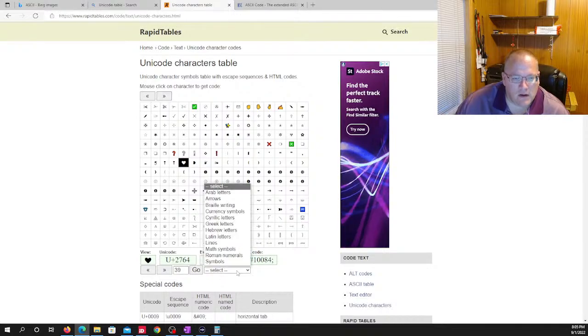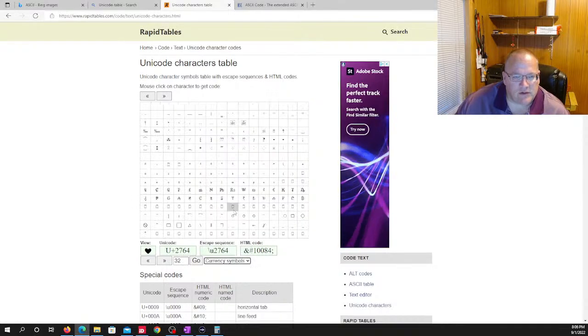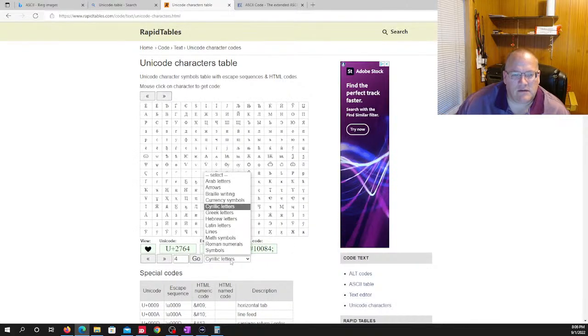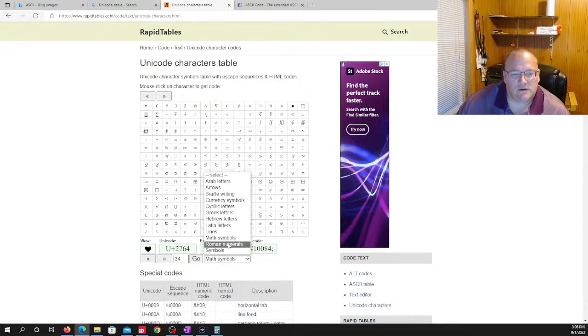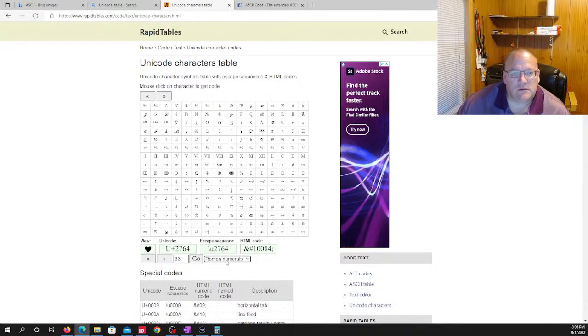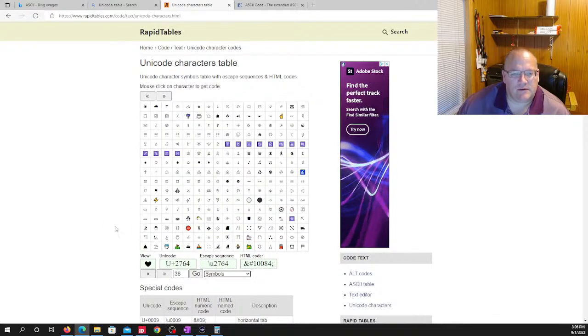Oh, okay. So this is telling us what the different things are. Currency symbols. They're grouped together. Cyrillic, Greek, Hebrew, Latin, lines, math symbols, Roman numerals. Look at that, see? We don't even have to make them, we can put them in single characters. For some of them, right? Not for all of them. We've got 8, we've got 12, but we only have 13. I guess they had to end at some point.